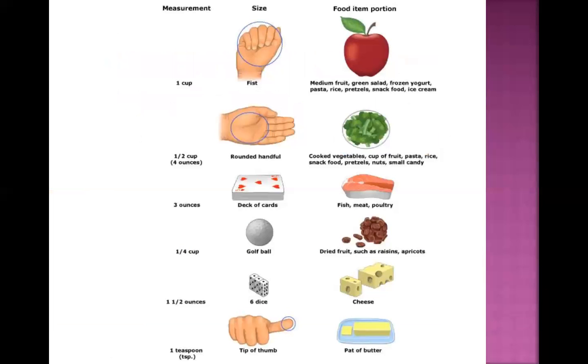How else can you tell what a serving is? Well, you could actually measure if you had measuring cups or measuring spoons, but not all of us carry measuring spoons and measuring cups with us when we're eating out at restaurants or everywhere we go. And so there are some visual reminders you can use to estimate food servings. You can use your hand, you can use a deck of cards or a small cell phone, golf ball, dice, tip of the thumb, etc., to estimate some serving sizes.